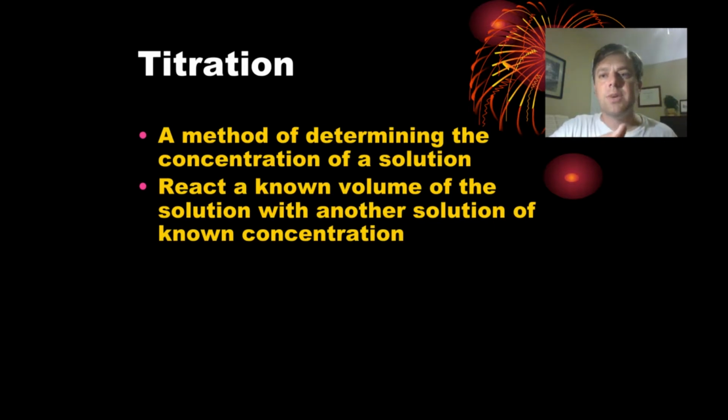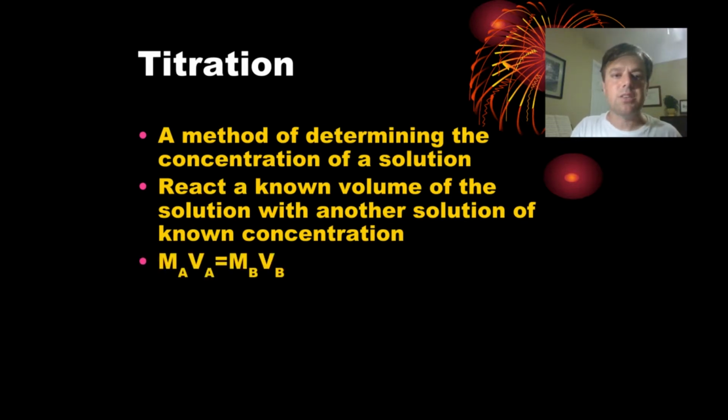What you do is you take a solution whose volume you know, and you react it with another solution whose molarity or concentration you know until you reach the equivalence point. There's a very simple equation that goes with this. It looks very similar to the dilution equation. It says the molarity of the acid times the volume of the acid equals the molarity of the base times the volume of the base. So if you know the molarity of your base and how much of it you're using, and you know how much acid it takes to reach the equivalence point, some simple multiplying and dividing will help you calculate the molarity of the acid you're working with.